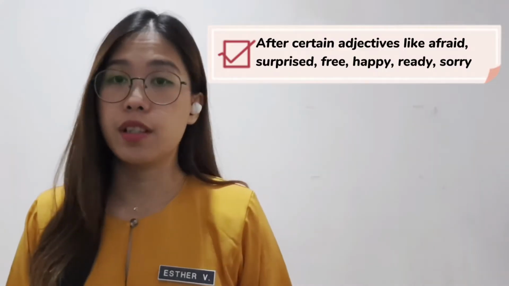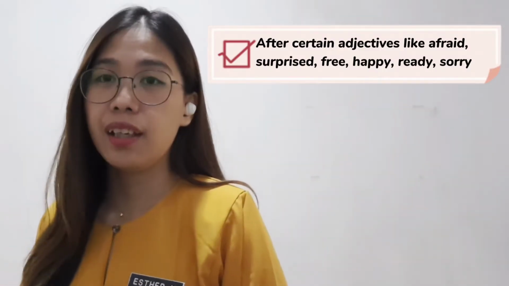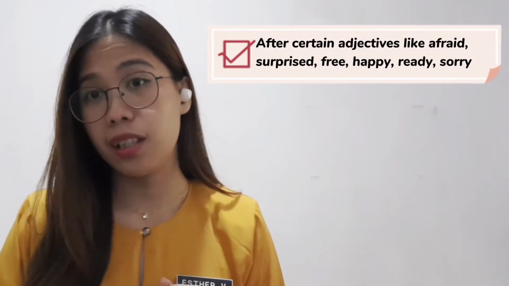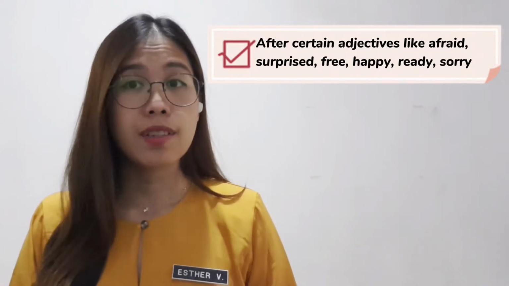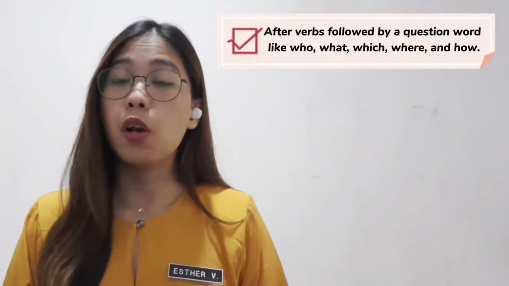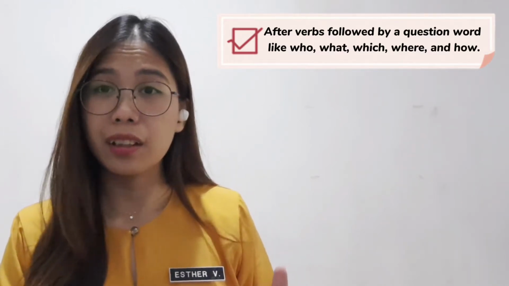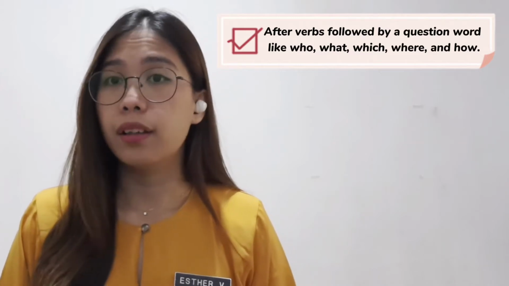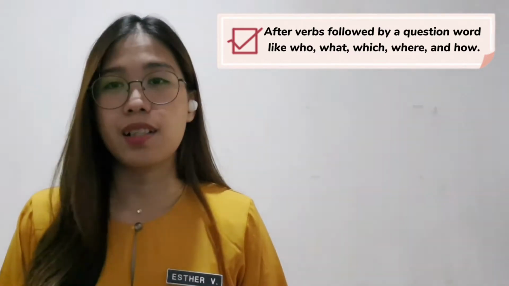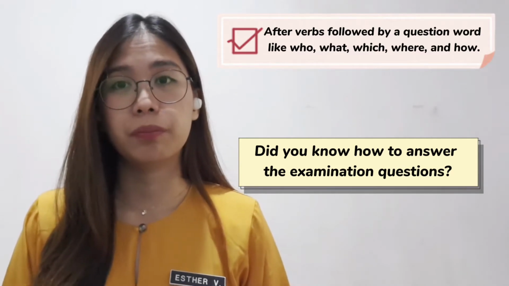Next, we use the to-infinitive after certain adjectives like afraid, surprised, free, happy, ready, sorry. For example, at last he was free to do what he wanted. And we use it after verbs followed by a question word like who, what, which, where, and how. For instance, did you know how to answer the examination questions?